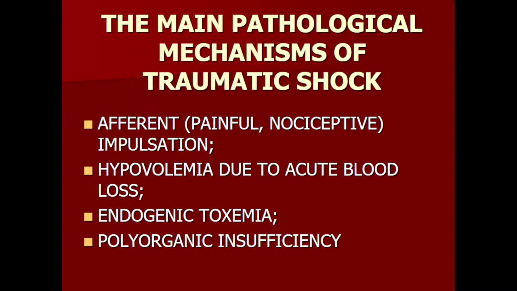The main pathological mechanisms of traumatic shock. There are four mechanisms. First, afferent or painful nociceptive impulsation, but pain alone is not shock. If patients have only pain, they do not have traumatic shock. It's only a key moment that starts shock. Next key moment: hypovolemia due to acute blood loss. If a patient has closed trauma, the patient also has blood loss. For example, with a fracture of the thigh, the patient loses 1 liter of blood. With a fracture of the arm, blood loss is 500 milliliters. With fractured ribs, it's 20-40 milliliters of blood loss each, and so on.